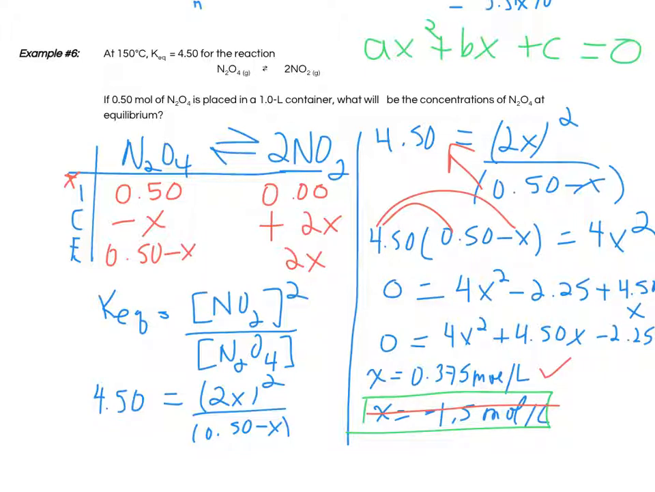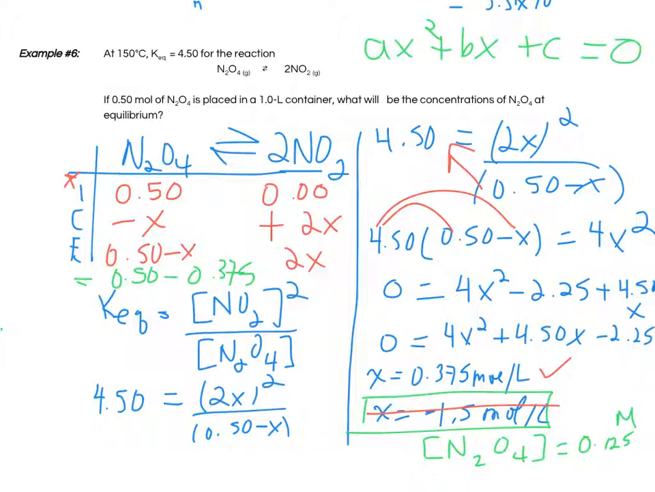Now remember that my original question, really, I haven't answered it yet. The question that was initially posed to me was, what is the equilibrium concentration of my reactant? And so I need to go back, and just to save space, I'm going to go up here and solve for that. So 0.50 minus 0.375. And once I perform that difference, the concentration of my N2O4 will be 0.125 moles per liter.